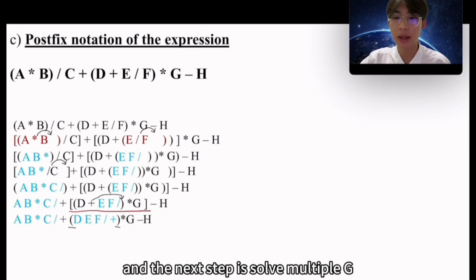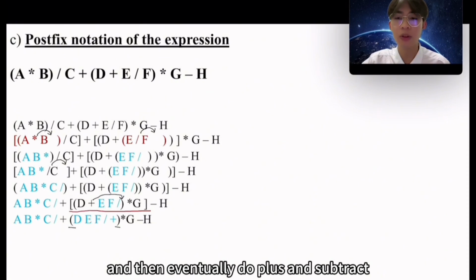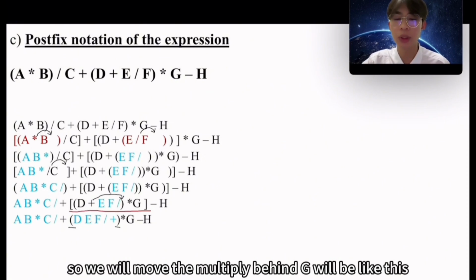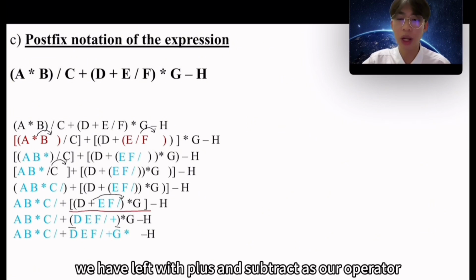And the next step is solve multiply G. Why multiply G? Because we always do multiply and divide first, and then eventually do plus and subtract. So we will move the multiply behind G, it will be like this. So that we will have left with plus and subtract as our operator.